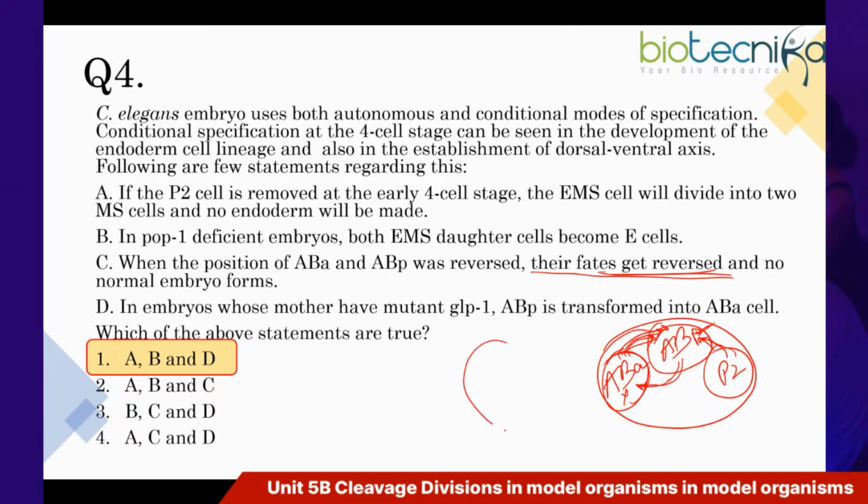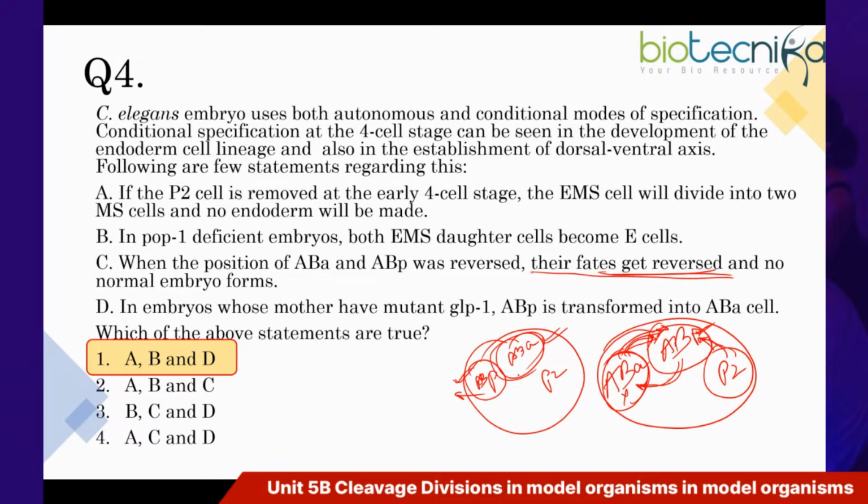If you would have changed the position, so let's say ABP you got here and ABA you got here, and fate did not get reversed, that means in the anterior you had posterior ABP, in the posterior you had anterior ABP. Then an abnormal embryo would have formed.